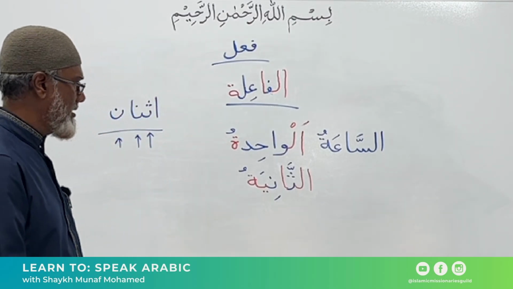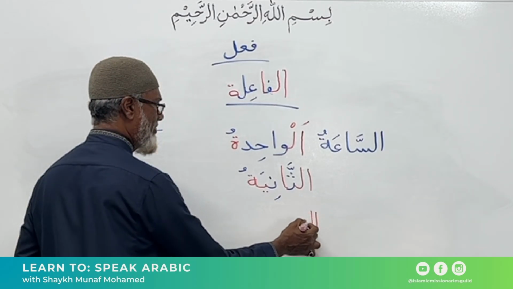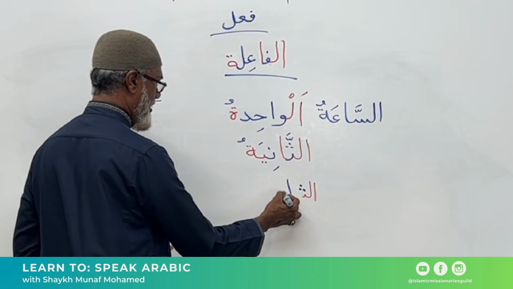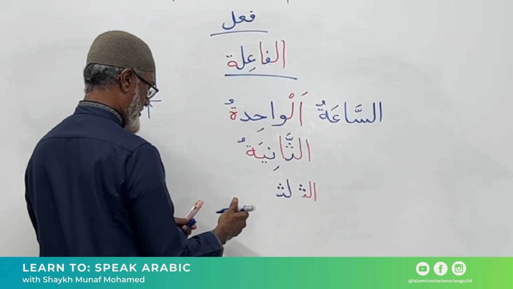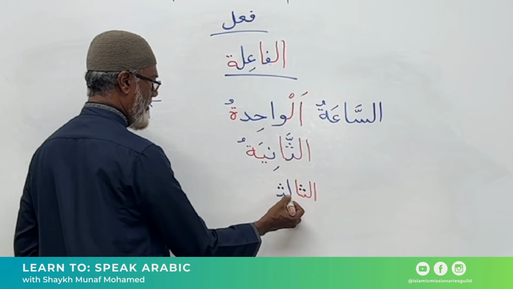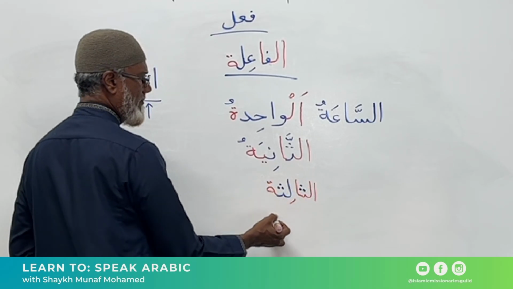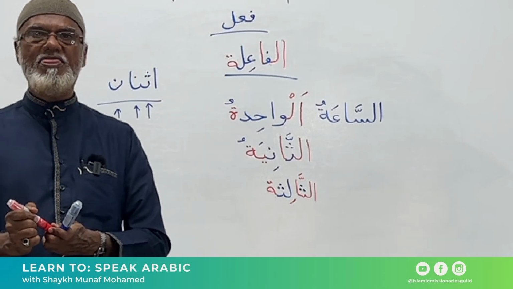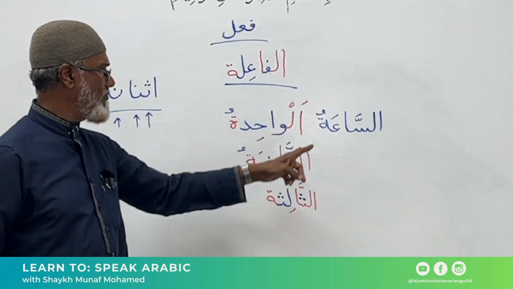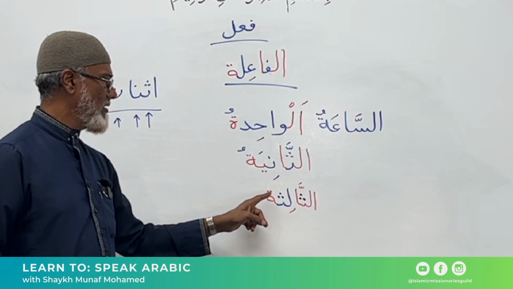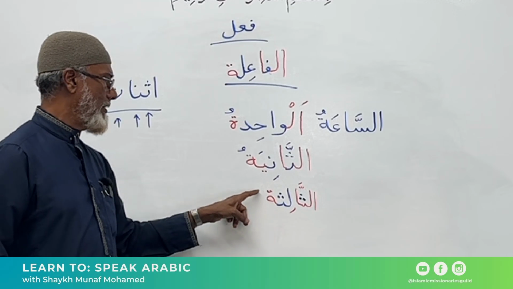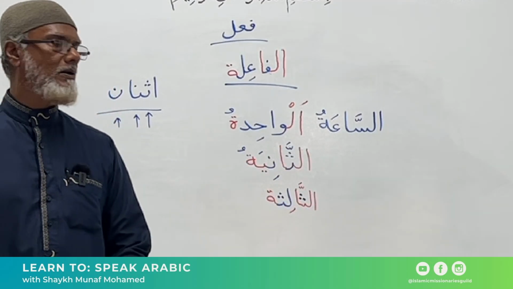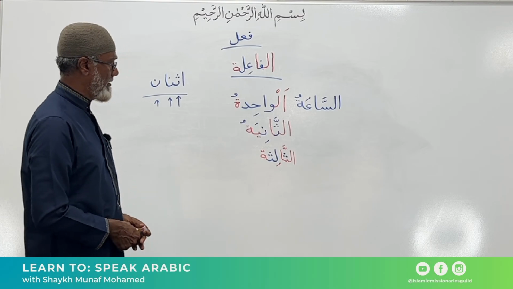Thalatha will be as-sa'atu ath-thalitha. Like that. And we have the extra alif here, and we have the ta here. As-sa'atu ath-thalithatu. So we know this has a fatha because there's a ta here, and this ta will take a dhamma because it's agreeing with the hour. As-sa'a. Okay, so it's not difficult.